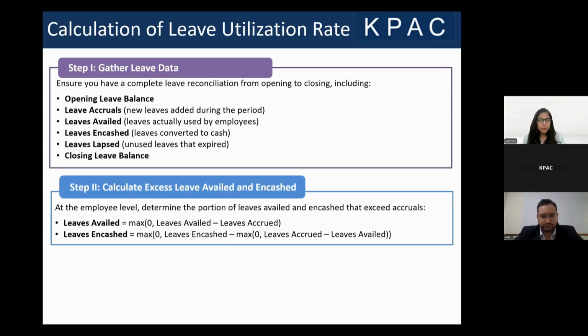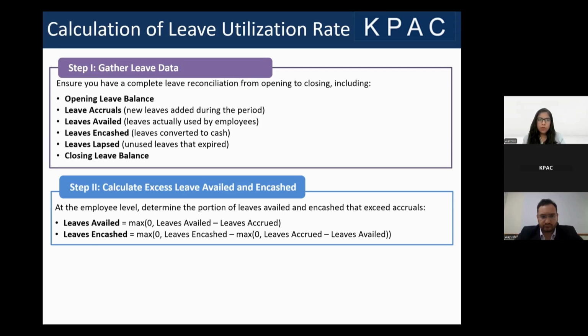Now we move on to step 2. Now, at the employee level, we need to determine cases where an employee's leave utilization exceeds their current year's accruals. This helps in workforce planning and policy adjustments. Formula are mentioned here for leaves availed. We have used a maximum formula where we are using max 0, leaves availed minus leave accrued. What happens is this ensures that only the excess leaves availed over the current accruals are considered.